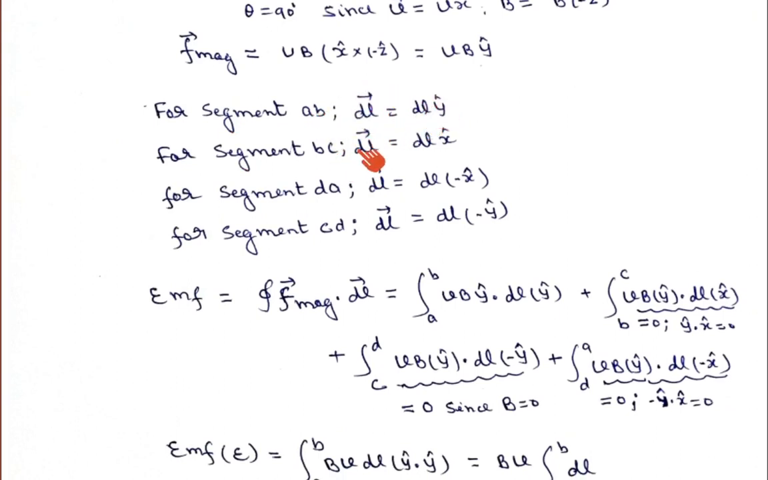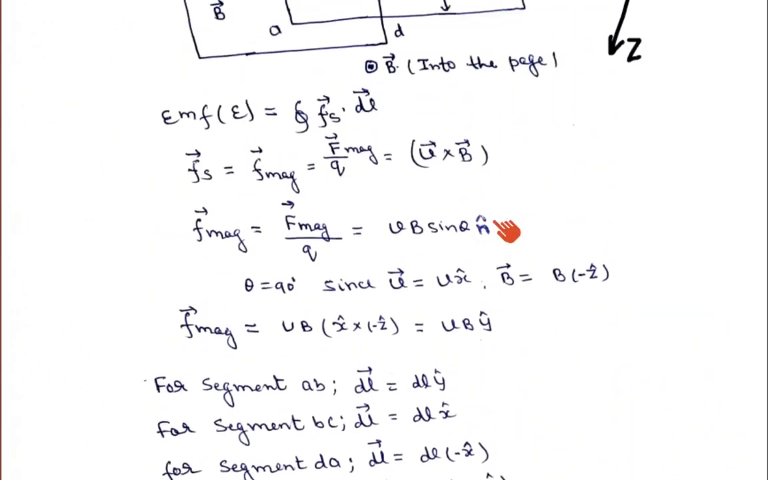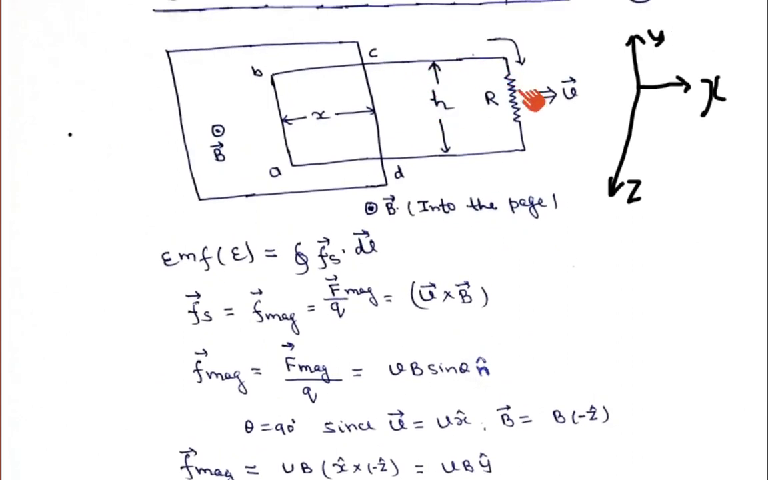For BC, DL is along the x unit vector. For DA, DL is along the minus x unit vector. For CD, DL is along the minus y unit vector. If you consider only this part, that is basically because of this CD part, both are the same.